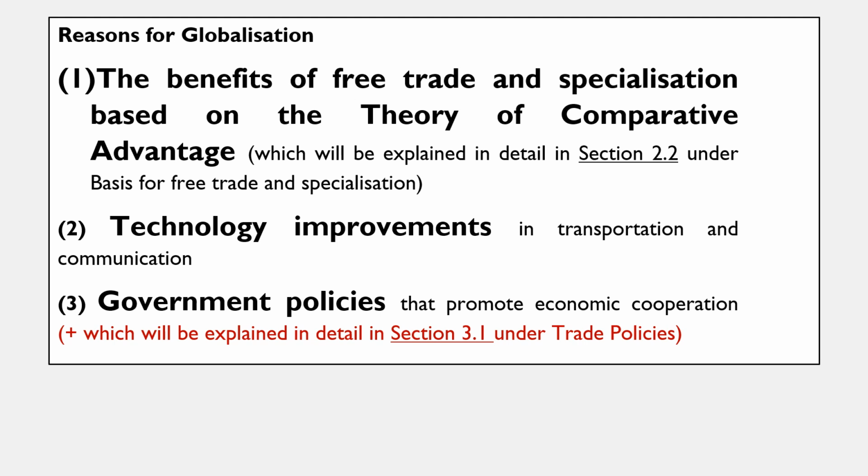Next, it is technology improvements in transportation and communication. Last but not least, it is also government policies that are taken to promote economic cooperation, to promote trade, promote capital flow, and promote labor mobility. Please add a note to your notes that this is actually explained under section 3.1 under the trade policies, meaning it will be covered in lecture 3 of this topic.